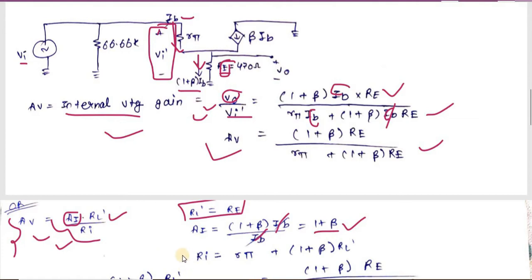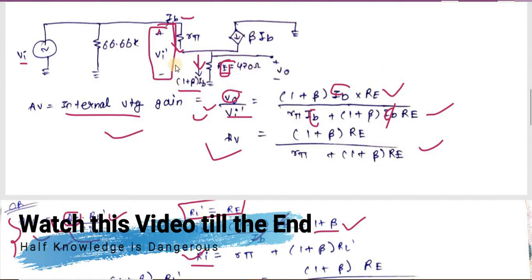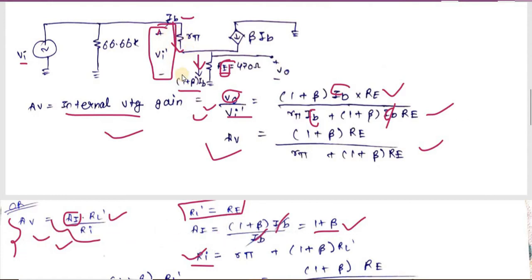Now coming to this Ri. Ri is basically the internal input resistance. For internal input impedance we want Vi by IB. Either you can use KVL to get your Ri, or you can simply see that if we take this Re somehow to this side, we will get Vi by IB.